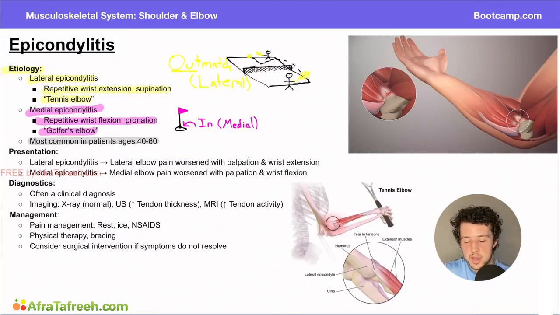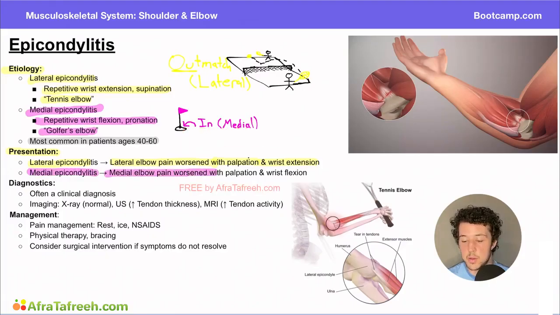All right, we'll move on and talk about presentation. Lateral epicondylitis, obviously going to be lateral elbow pain that's worsened with palpation and the injuries that likely caused it, in this case, wrist extension or supination. And because there may be inflammation of the tendons and surrounding tissue, then there will be pain on that physical exam. And so medial epicondylitis will follow the same logic.